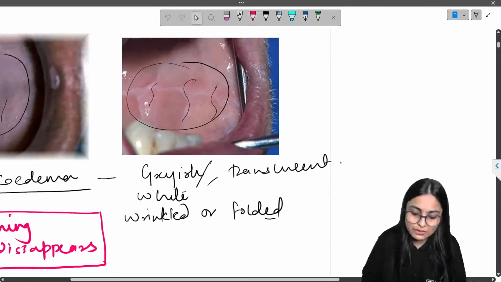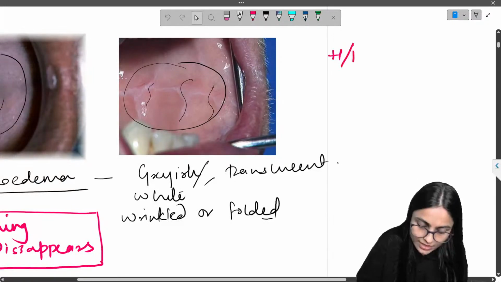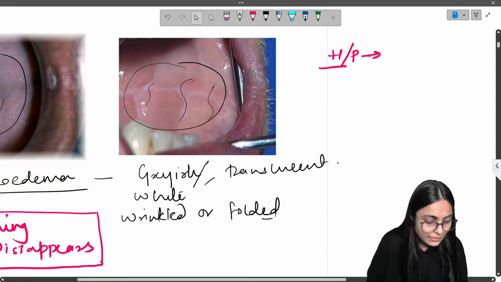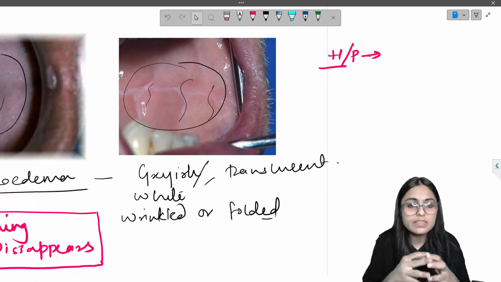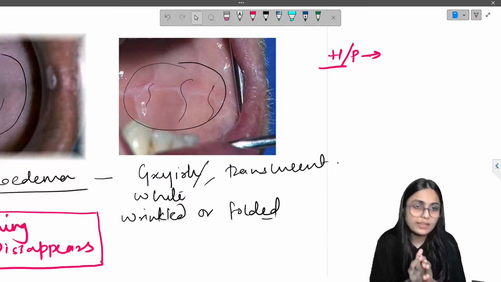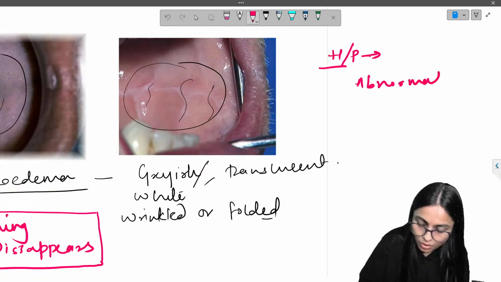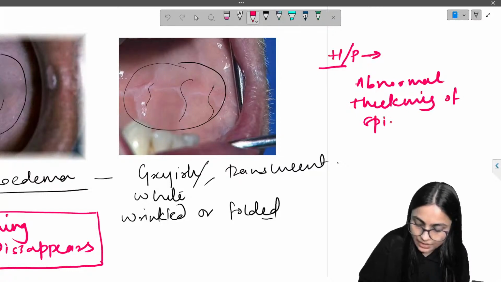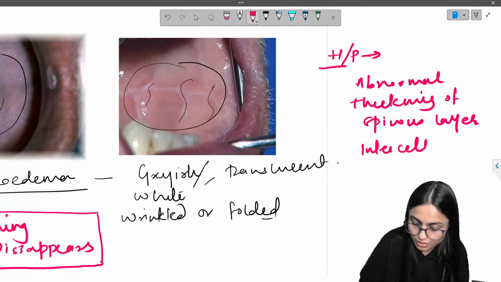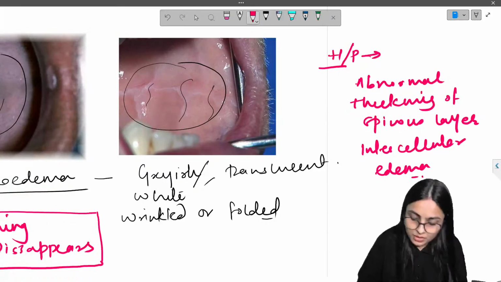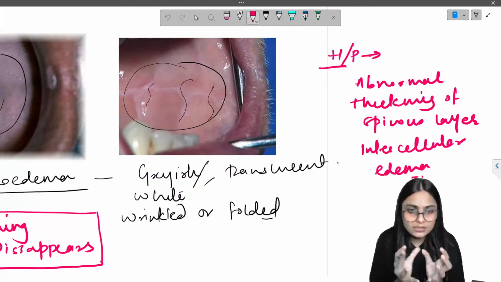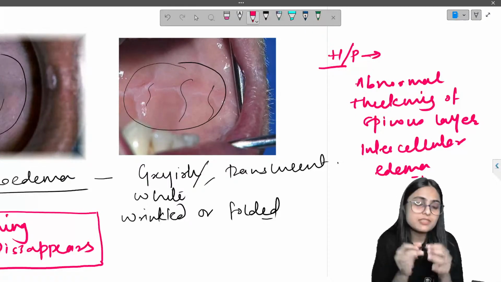Now, what is the histopathology behind this leukoedema? The histopathology behind this is there is abnormal thickening of the spinous layer. Okay, there is intracellular edema. So, there is an abnormal thickening of the spinous layer, and there is intracellular edema. Intracellular edema means fluid retention.